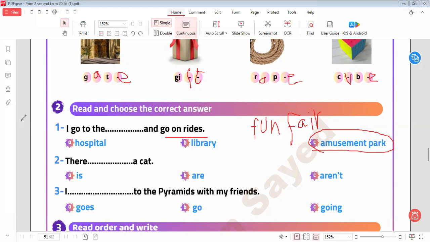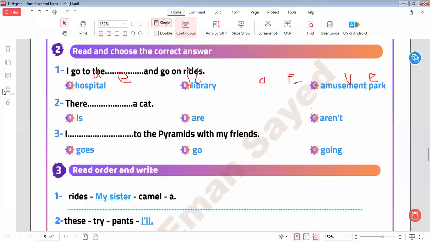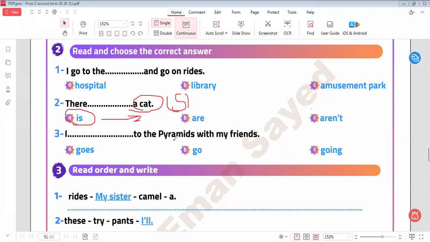Let's go to another one. All this represents the funny places that we go to and enjoy our time in. Let's go to another one here, which is: there is a cat. Cat here is singular. So what do I select? I select is. Why? Because here cat is singular, so I select is. Let's go to another one.